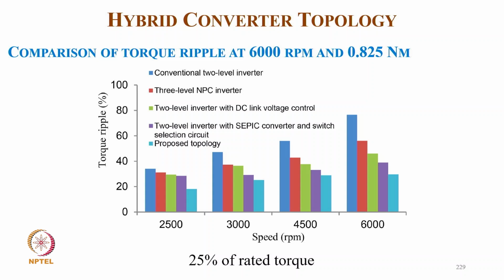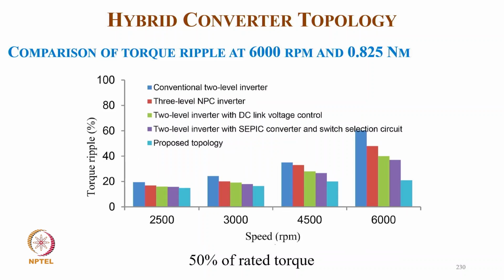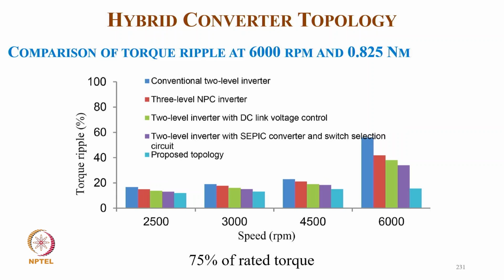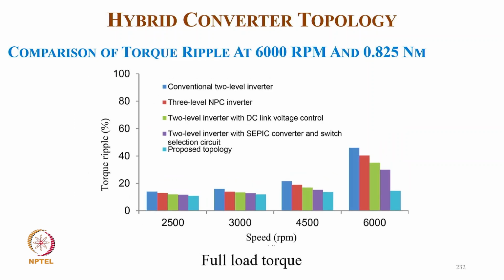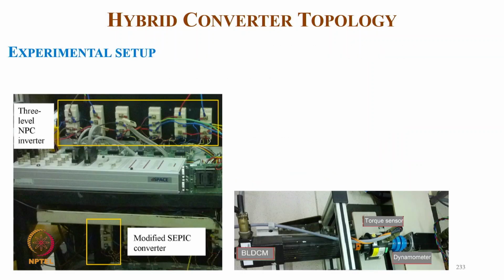And this is typically a comparison of torque ripple at 3000 rpm at a torque of 0.825, with the different topologies: the conventional 2-level, then the 3-level, then the 2-level with DC link voltage control, and the 2-level with the SAPI converter, and then the proposed topology. And this is a comparison of torque ripple at 50% of rated torque, then 75% of rated torque, then at full load torque.